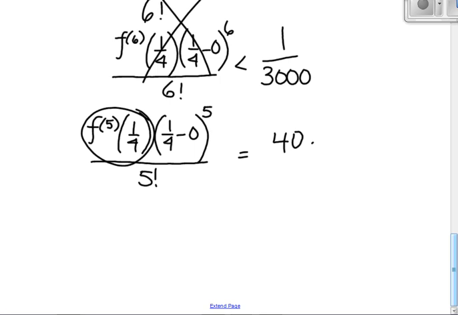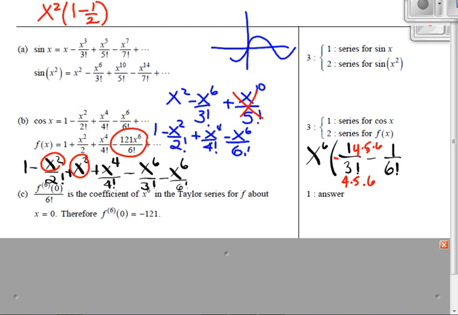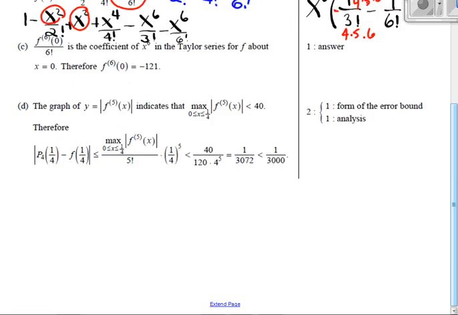And then it's times 1/4 to the 5th, and you have a 5 factorial here. I don't know if they make you multiply that out or not. 1 over 3,000. Let's see if I did it right. I'm pretty sure I did. But that's the part I kind of missed. Form of the error bound: it's the maximum value of the 5th derivative between 0 and 1/4, over 5 factorial, times 1/4 to the 5th. The only way to know it's less than 1 over 3,000 is to multiply that out.